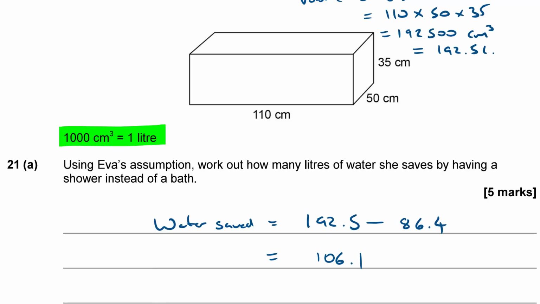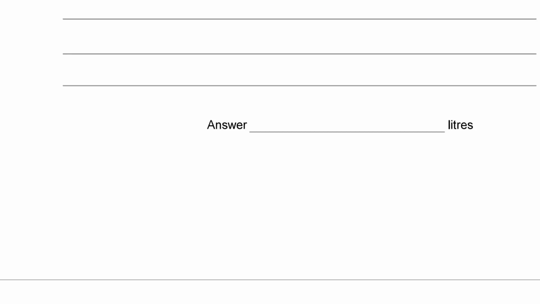So it's less than half as much then. That's definitely a good saving. Okay, and that's assuming, though, her assumptions are correct. This is part A, though. I wonder what part B is going to be.